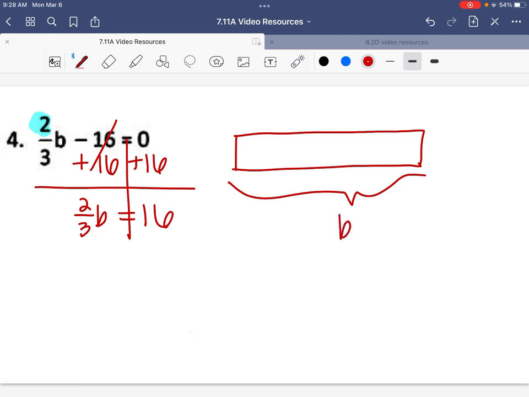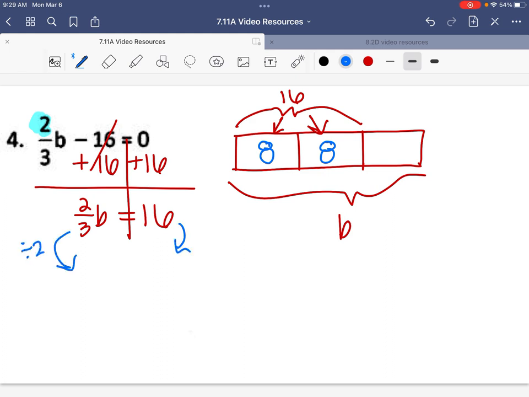And I don't know the value of b right now, but I do know that 2/3 of b, so 2/3 of b right here, is equal to 16. So I can share 16 evenly by dividing it into two groups. And so I get that each group is 8. And so what we've just done algebraically is we've said 2/3 of b is 16. So I'm going to divide it into two groups to find what 1/3 of b is, to find what a unit fraction of b is.